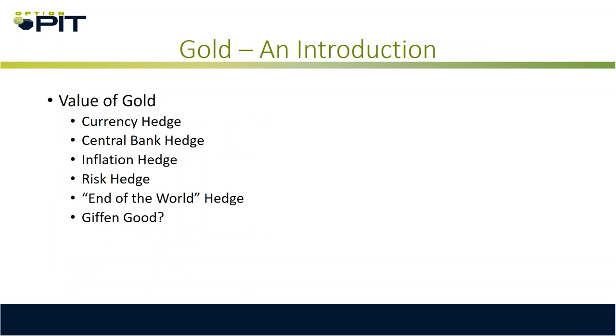So, as an introduction to gold overall, gold has a number of different purposes, I think, when people look at their portfolio. A lot of times, when you're looking at a balanced portfolio, people talk about making sure that you have a certain exposure to gold and commodities. As an inflation hedge, as a currency hedge, as a hedge for central banks. When you have no confidence in the central bank and you don't know what's going to happen to your currency, people tend to look for a flight to safety. That's gold in general. Again, risk hedges.